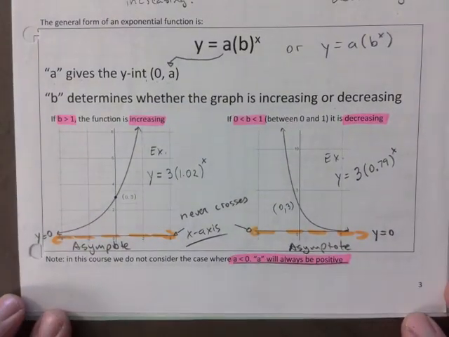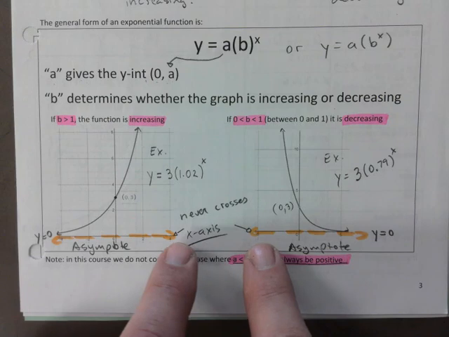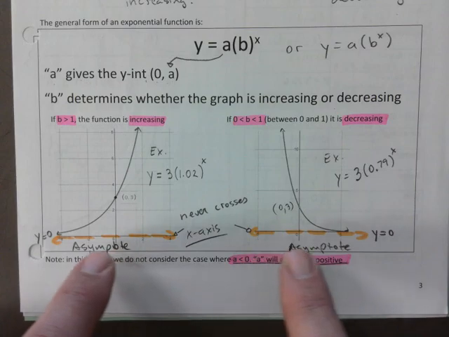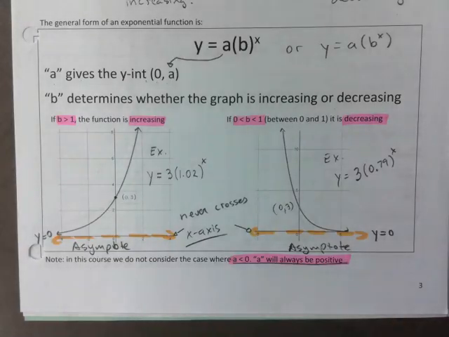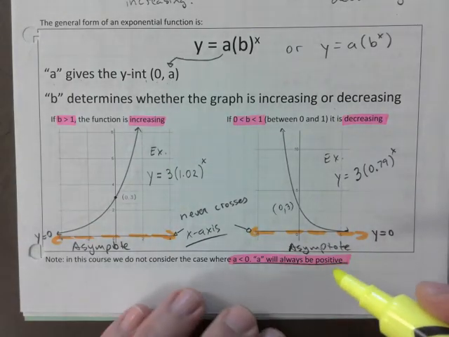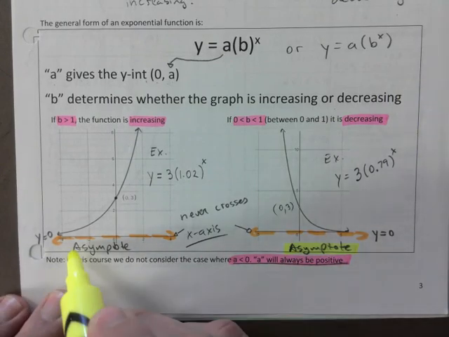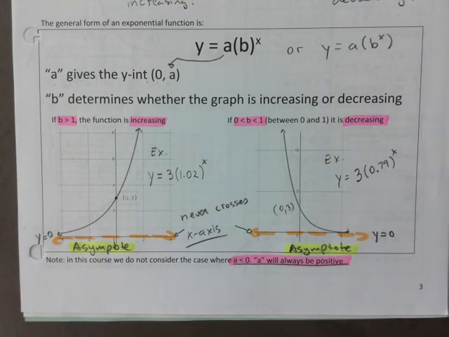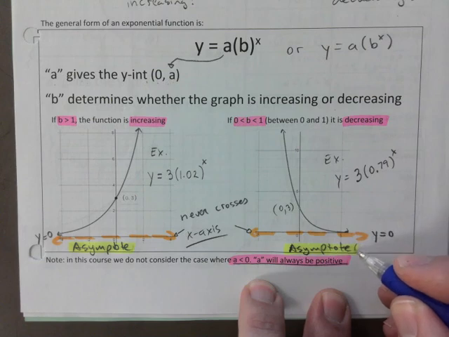What I need you to add, do you remember I told you in the video, if you watched it, that these functions do not touch the x-axis ever. They do not cross it. There's no x-intercept. And that is called the asymptote. So if you could please write that down. I will put in brackets horizontal.